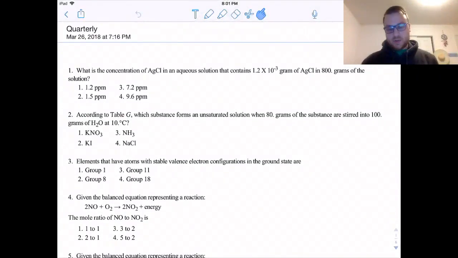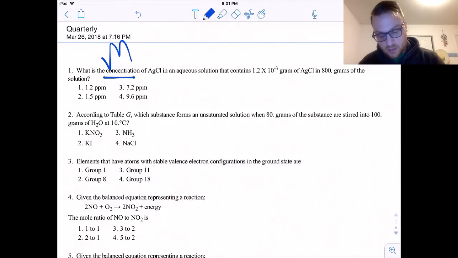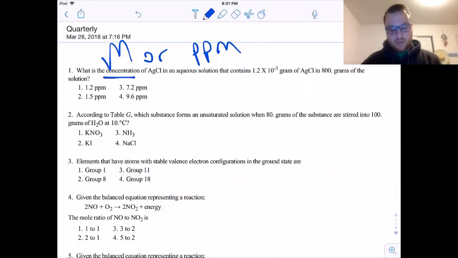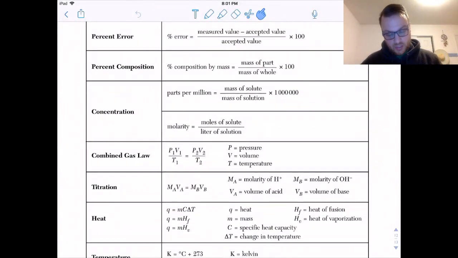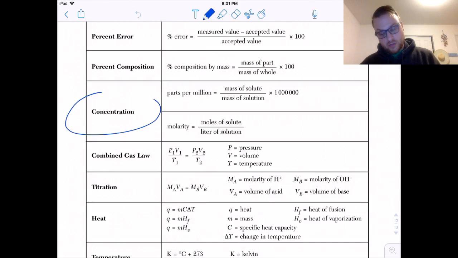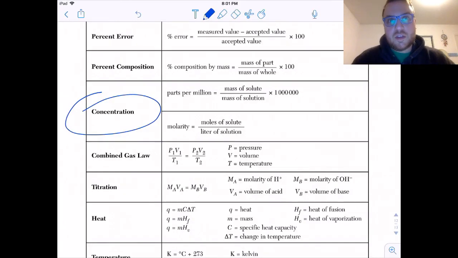Concentration. When you see that word concentration, it's going to mean one of two things: either molarity or parts per million. On the reference table, you go to the equations and you see the heading called concentration, the two things to the right of that are parts per million and molarity. So your brain should immediately go there as soon as you see that word concentration.